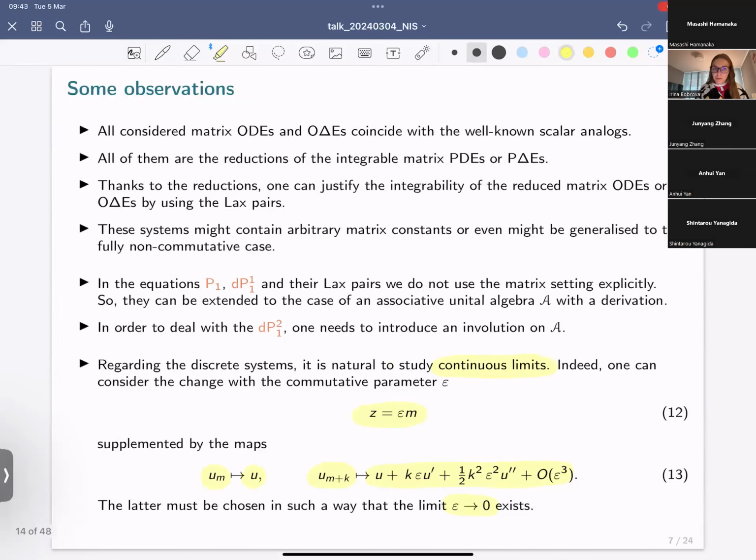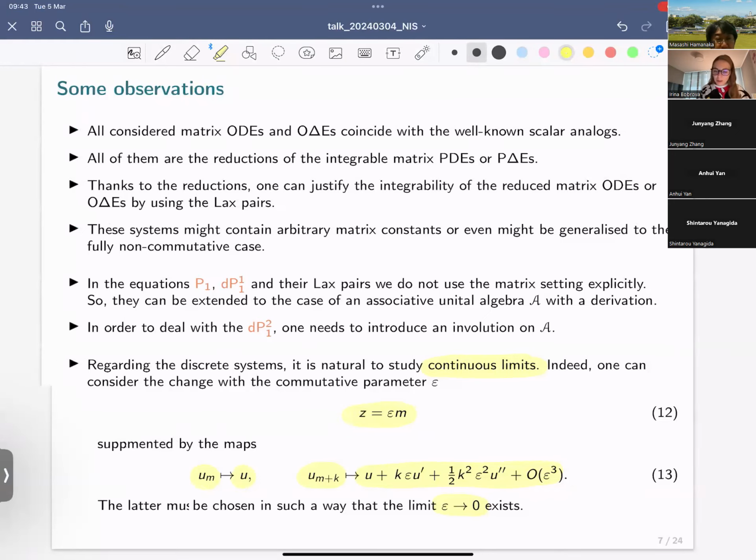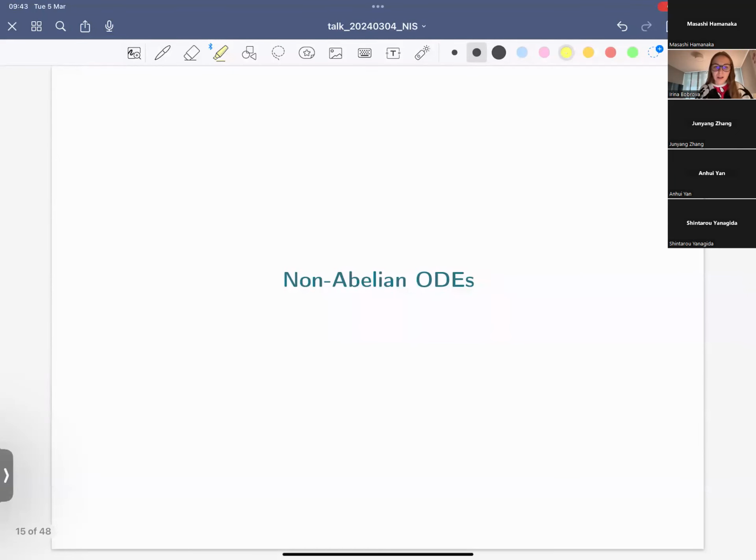I think that we finished the first part. Do you have any questions, remarks, or can we go further? No questions? No. Okay, let us move to the second part. And now we are going to discuss non-abelian ordinary differential equations.